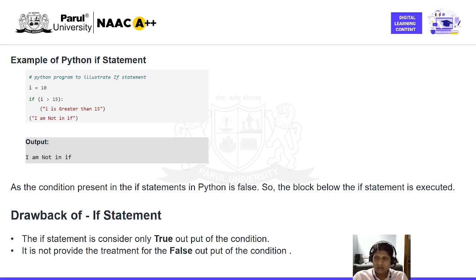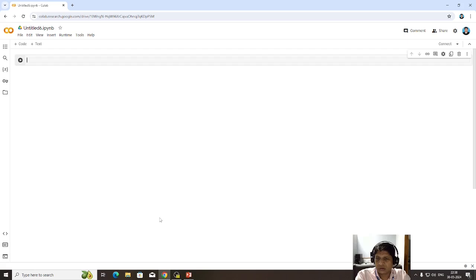Now we will demonstrate it in Google Colab. The same program I write here: I equals 10. If I is greater than 15, colon, print I is greater than 15.